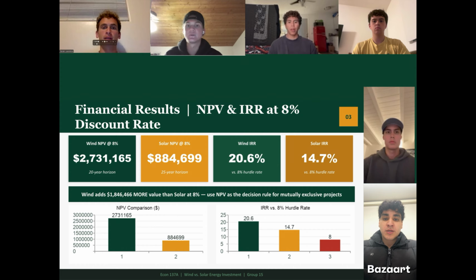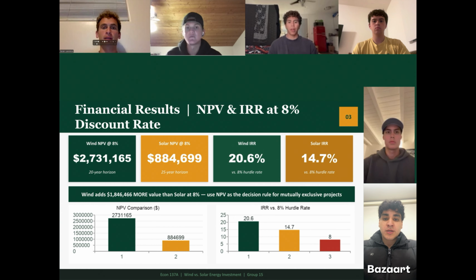Summing all those discounted cash flows gives us the NPV for each project. Wind's NPV at 8% is $2,731,165. The IRR, which is the rate at which the NPV equals 0, is 20.6%. That's more than 2.5 times the 8% hurdle rate.